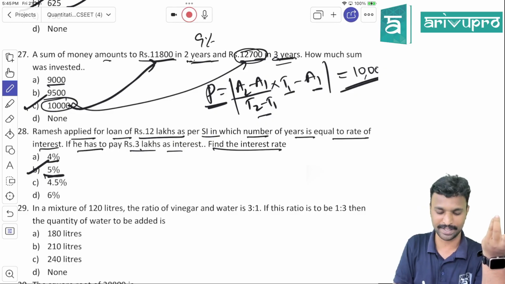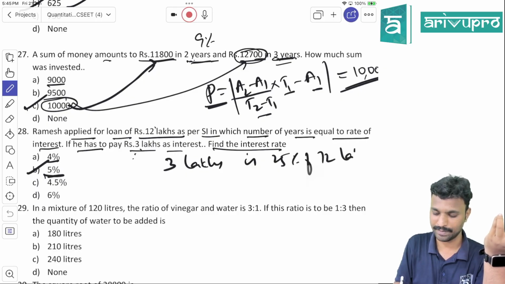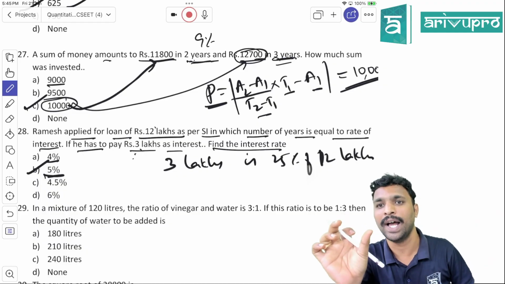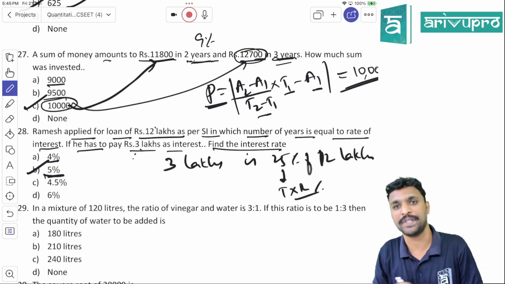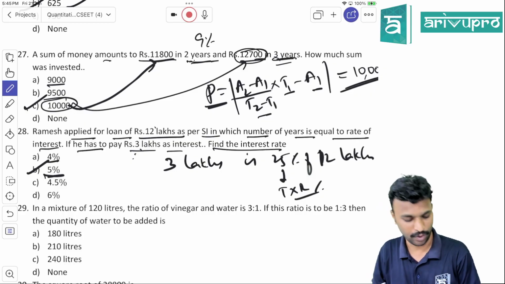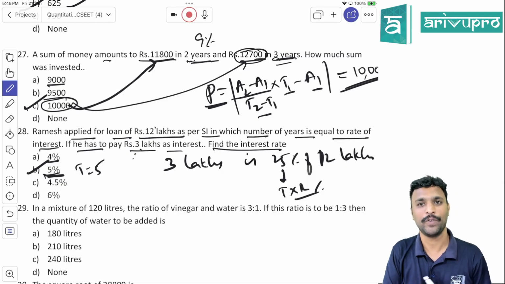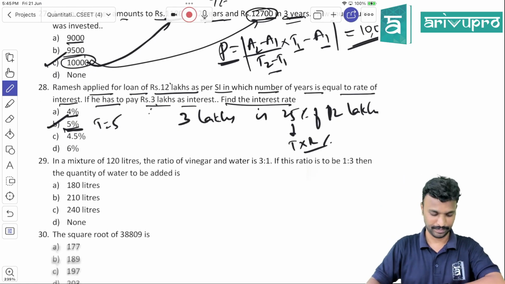You know 3 lakhs is 25% of 12 lakhs. The total must be 25%. This T into R is only 25%. So R is given, T is also 5 only. So 25% you will get, because time is equal to rate.